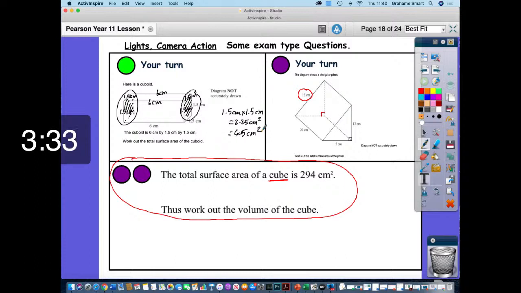Then I would do 6 centimetres, let's do a different colour actually, 6 centimetres times 1.5 centimetres, and that would give me 9 centimetres squared. And then I times that one by 4 because I know that the front and the back would equal that, and also the top and the bottom would equal that. So 4 times 9 is 36. So it'd be 36 centimetres squared, add 4.5 centimetres squared. So it'll come out to be 40.5 centimetres squared.